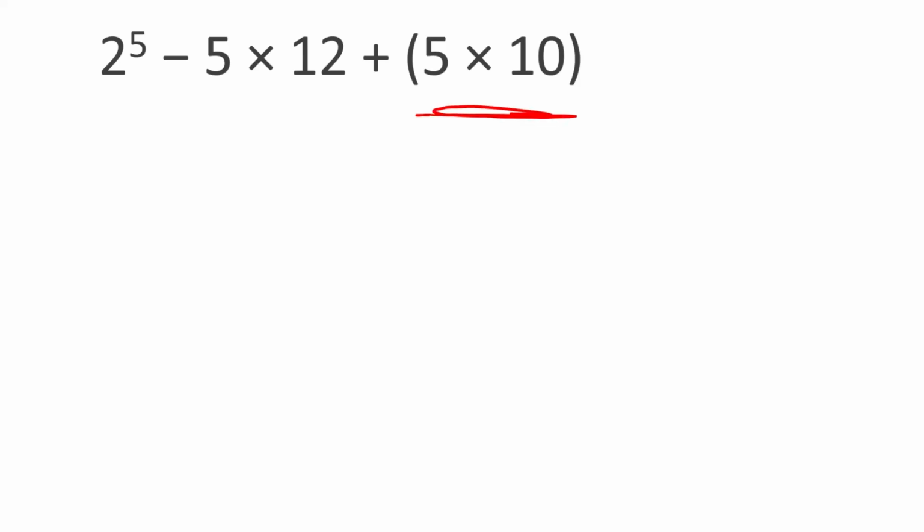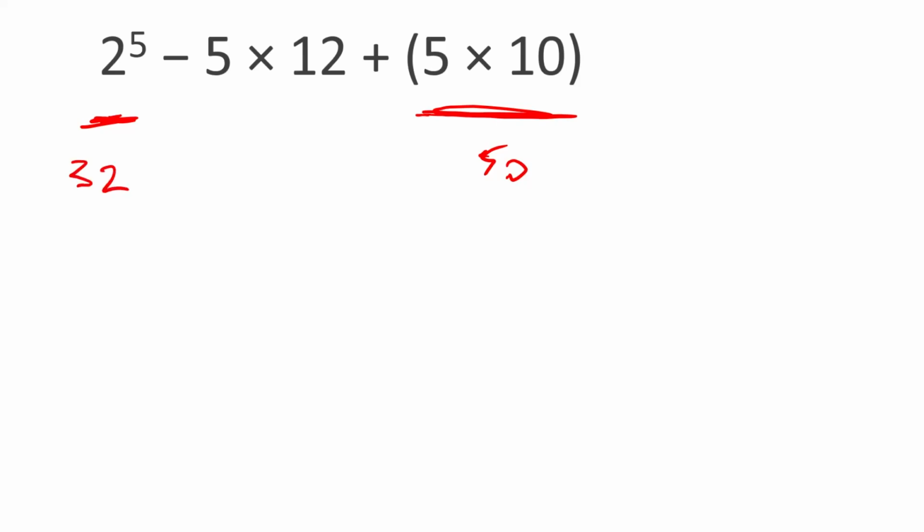Alright, brackets first. 5 tens are 50. Moving on to the orders. 2 to the power of 5. Well, that's 2 times 2 times 2 times 2 times 2. Remember, the 2 has been multiplied by itself, and how many of them? There are 5 of them. Well, 2 2s are 4, times 2 is 8, times another 2 is 16, times another 2 is 32. So 2 to the power of 5 is 32.